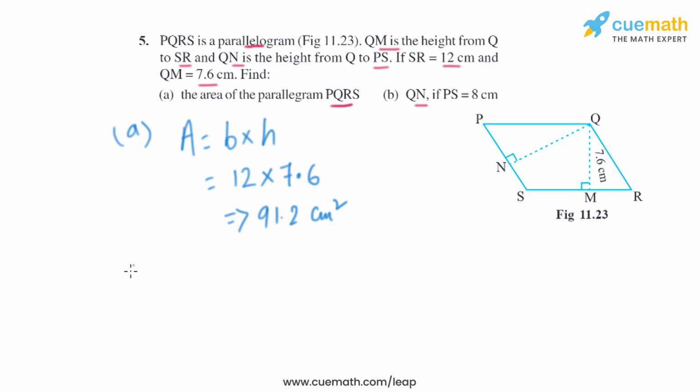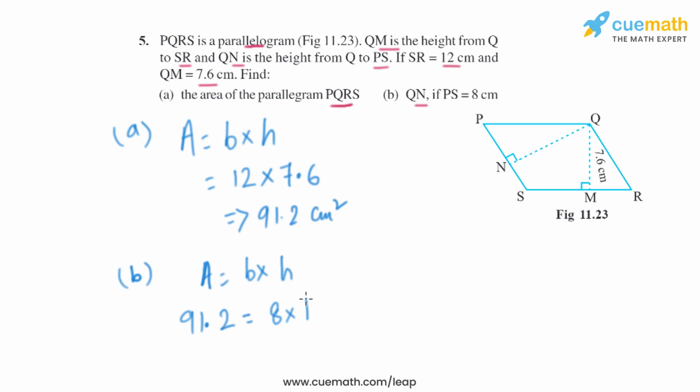Now in B part, we have to find the length of QN if PS is given, that is 8 centimeter. So now we know the area of the parallelogram, that is 91.2 square centimeter, and when we take the base as PS, area will equal base into height, and this time we are taking the base as PS, so QN will be the height. So the area we know, it will be the same. It will be 91.2 square centimeter. And we know the base, that is PS, that is 8 centimeter.